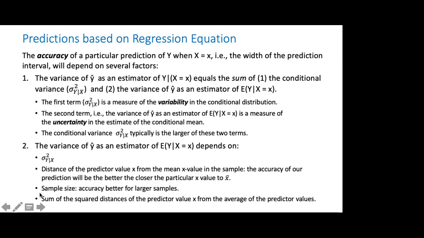It depends on the sample size: it's better for a larger sample. And it also depends on the sum of the squared distances of the predictor values from the average of the predictor values. So these are the different components that go into the uncertainty that is associated with the regression line. I know that was very dry, and so you probably have to read over that again at home.